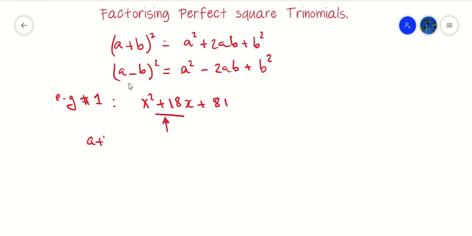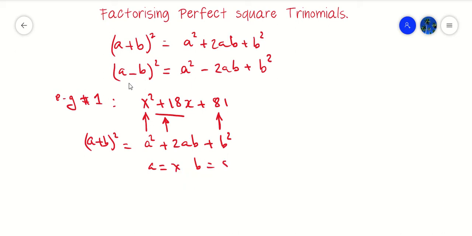So if we take a plus b whole square, what is it equal to? It is equal to a square plus 2ab plus b square. So if we compare our given quadratic expression with the perfect square, we see our a is x and our b is 81. We are under the assumption a is equal to x and b is equal to, no, b is not equal to 81, because we need to write b square is equal to 81. So we will get b is equal to 9.